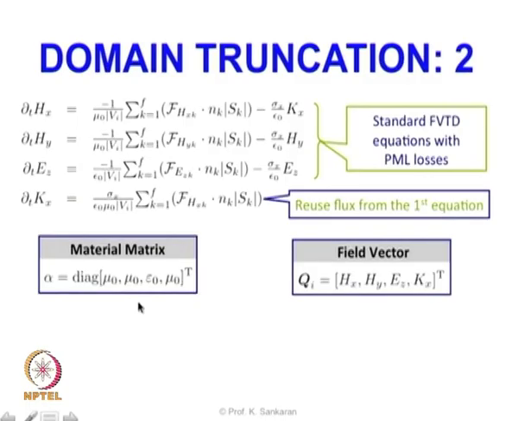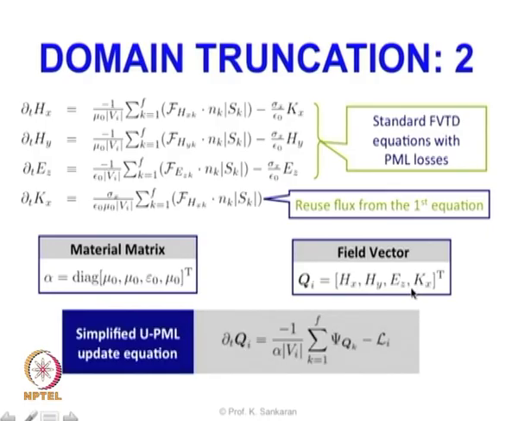We said we will have the matrix material parameters given by alpha, which is here, as you can see in the slides, and these values are mu naught and epsilon naught accordingly, and the combined field vector is given by q_i, which is Hx, Hy, Ez and Kx. We are talking about the transverse magnetic case. The counterpart will be the transverse electric case, where you will have Ex, Ey and Hz, and accordingly the 4th value will also change. So, we have the final form of the simplified equation, which is given by the final equation here.